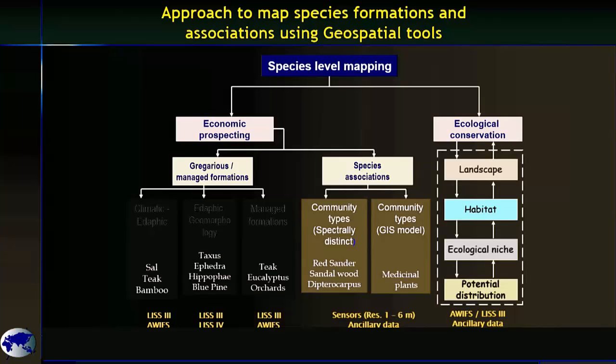Similarly, for species association, like sandalwood and Dalbergia, and also for medicinal plants, you need high resolution data. There was a question about how drones can be used. Drones can only be used for specific locations. At some level, coarse satellite data can pinpoint some areas. Within that, you can go to further high resolution and pick up some of the associations. If you really want to go further, you can make use of drones or UAVs.